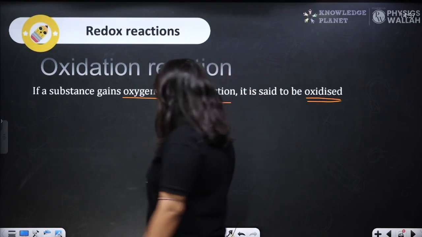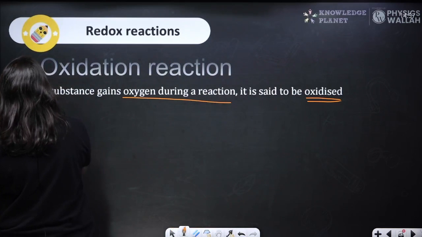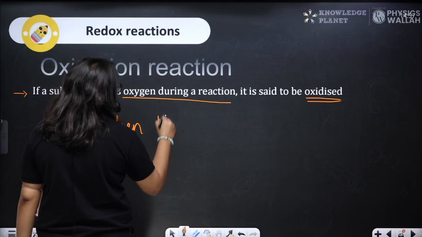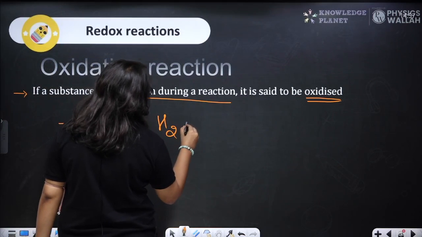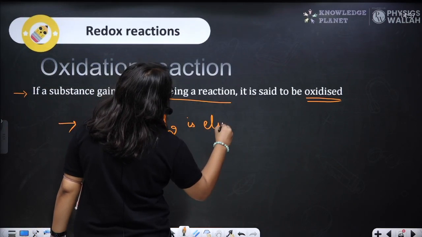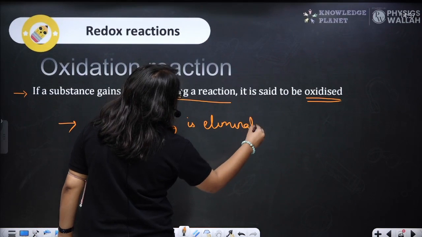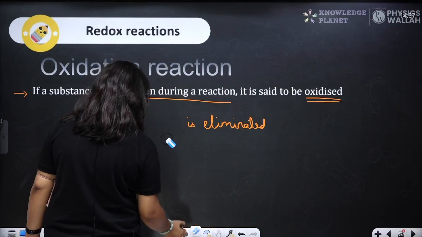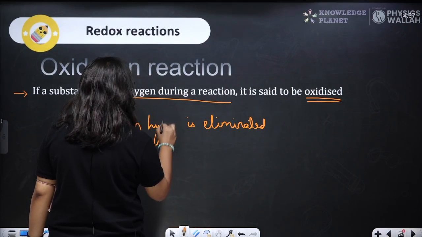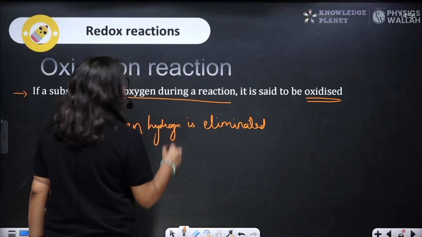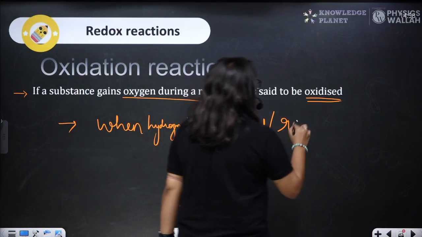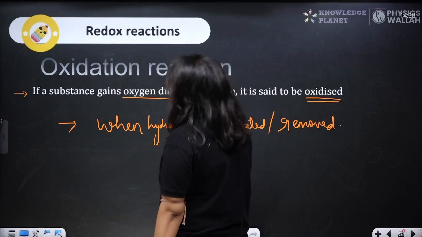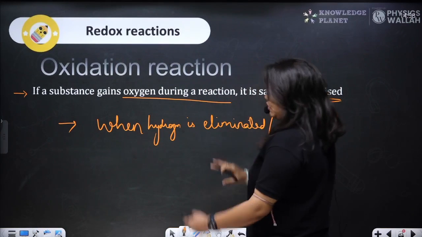You can also say, along with gaining of oxygen, when hydrogen is eliminated. I'll write it as hydrogen instead of H2. When hydrogen is eliminated or removed, even then it is known as oxidation. So this is about oxidation reaction.